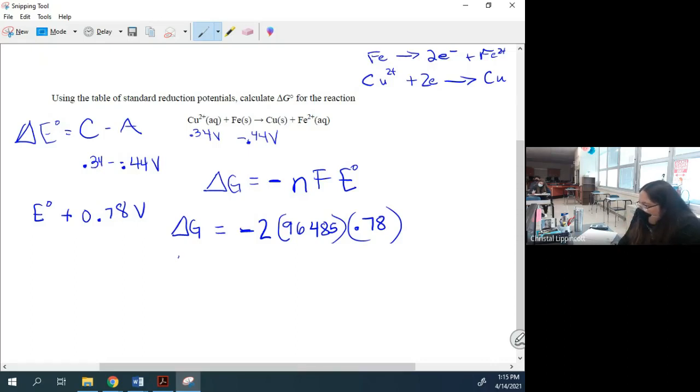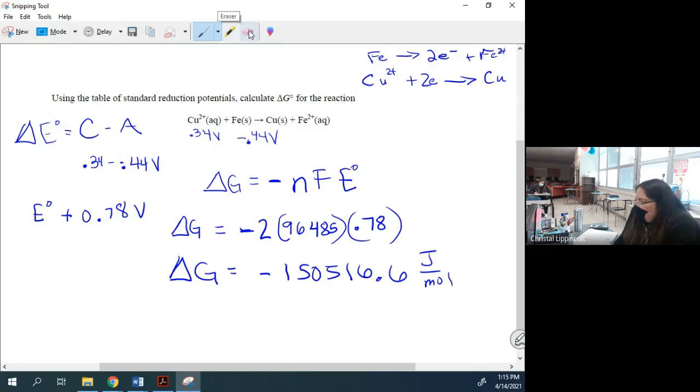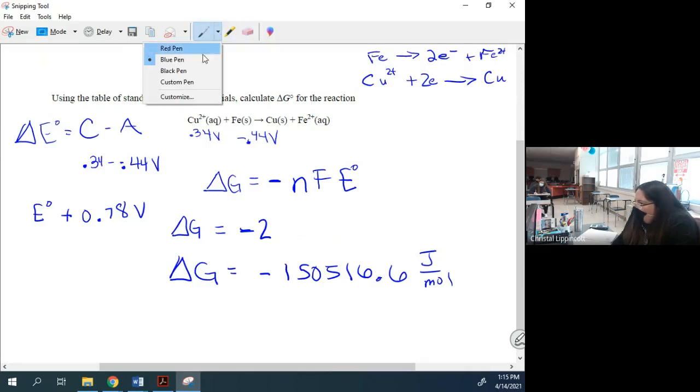And remember, the formula travels with a negative here. So we're going to calculate our delta G, and this ends up being a negative 150,516.6, and that's joules per mole. I guess I should have talked to you guys about units here, so I'm going to go back and do that real quick.